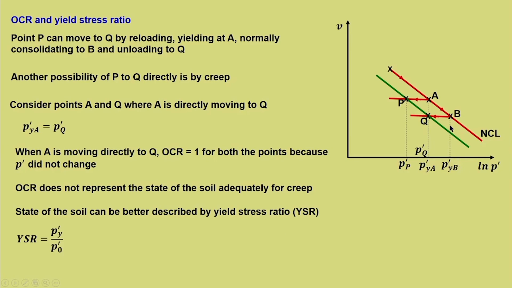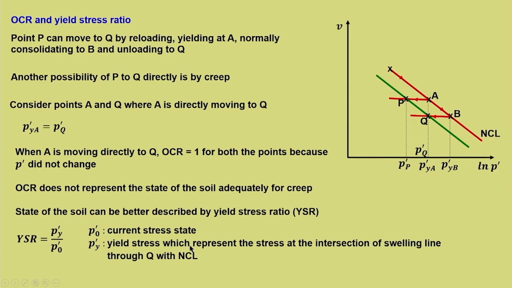So, here B is the yield stress for point Q. P naught dash is the current stress state, and P dash y is the yield stress, which represents the stress at the intersection of the swelling line through Q with the NCL. So, this is the required P dash y. So, the soil state of creep can be better defined by YSR than OCR.